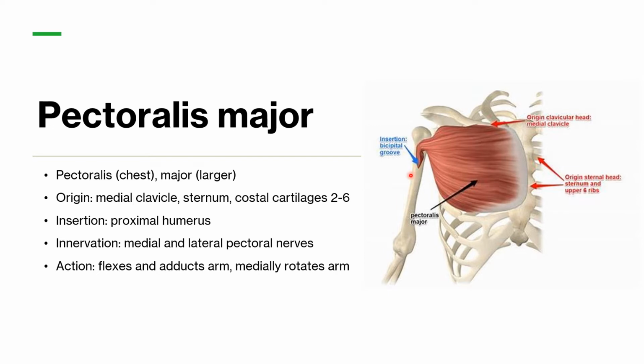It inserts on the proximal humerus. It is innervated by both the medial and lateral pectoral nerves. The medial pectoral nerve actually runs through the pec minor to innervate the pec major. What's its action? It flexes and adducts the arm, especially in a horizontal position. It also medially rotates the arm as well. So look at the fibers. But the main function of the pec major is to bring the two humeruses closer together.